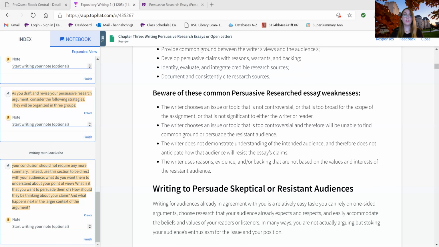The writer does not show understanding of the intended audience. So again, as I said, you have to show that you understand your resistant audience's belief systems, their assumptions, and common ground. The writer uses reasons, evidence, and claims that are not based on the values and interests of the resistant audience. So again, that common ground within your essay, within the kinds of sources you use, you should be dedicating at least a few paragraphs to your resistant audience's stance and showing why they support their own stance.